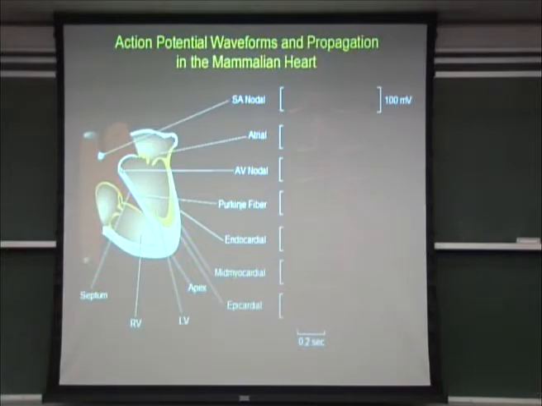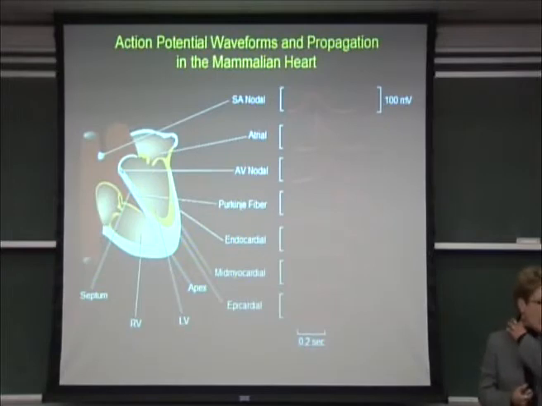If you were to be able to put an electrode into different regions of the mammalian heart, and this is a schematic of the human heart, you would find that the waveforms of the action potentials that you measure are really very distinct. Many years ago, we and other people recognized that one of the biggest differences, particularly if you focus on the ventricular myocardium, was the durations of the action potential and the rate at which the action potential repolarizes.